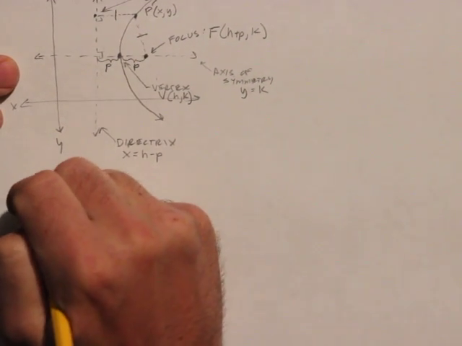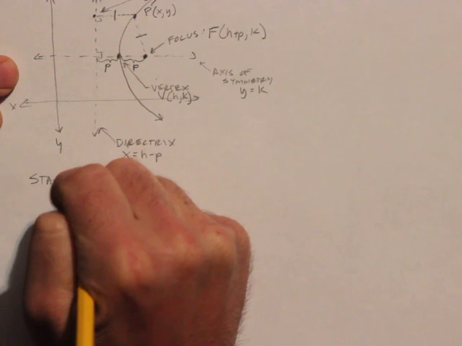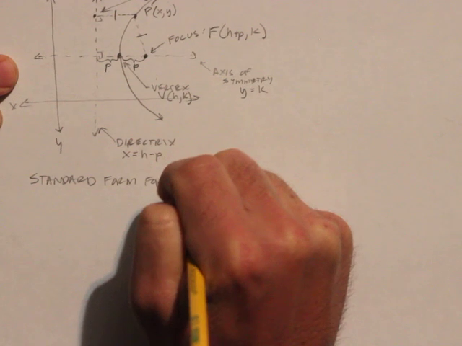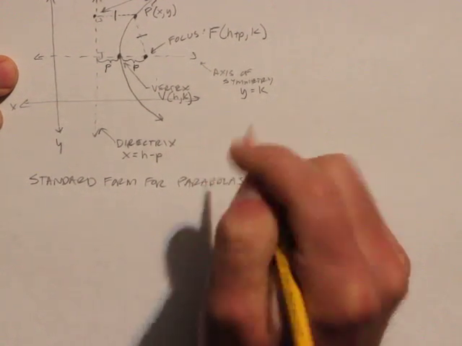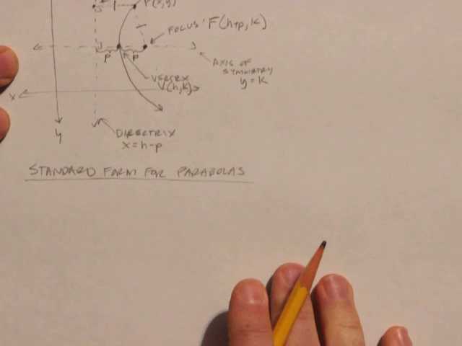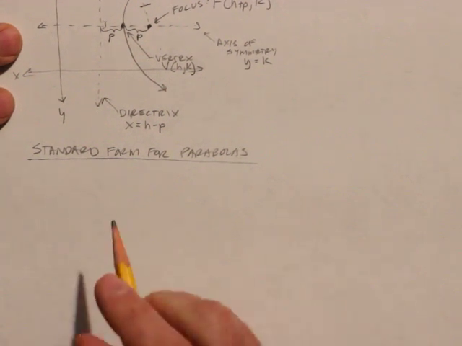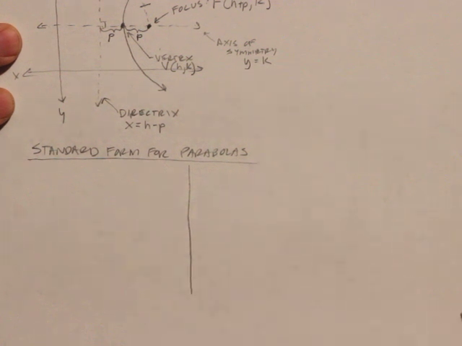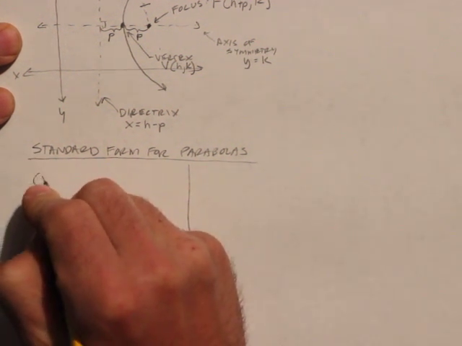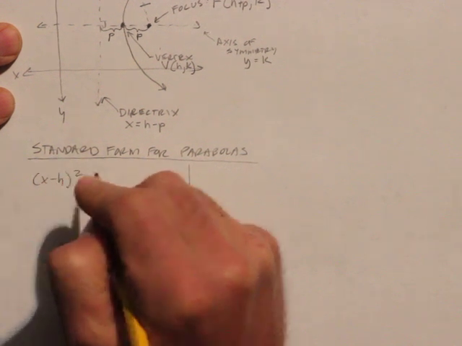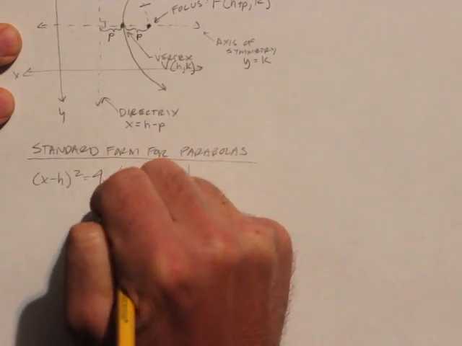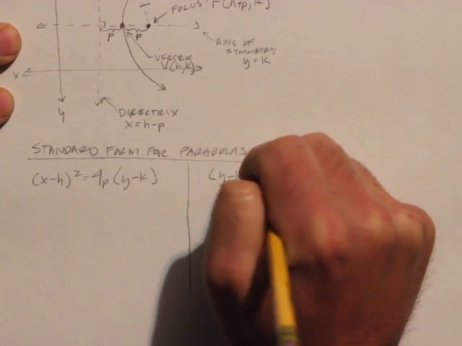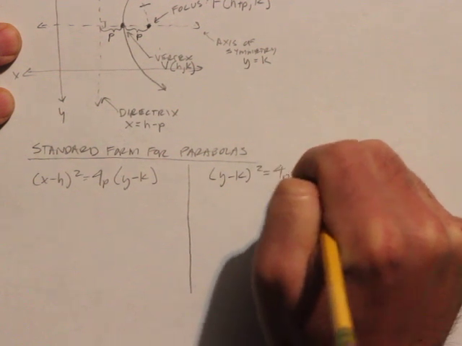Now we're going to learn what standard form looks like. Standard form for parabolas. We're going to have two different standard forms for parabolas here. One is x minus h squared equals 4p times y minus k, and the other is y minus k squared equals 4p times x minus h.